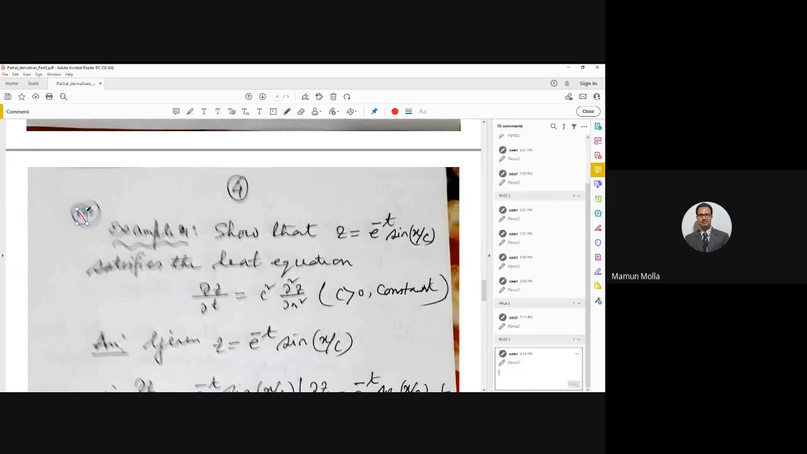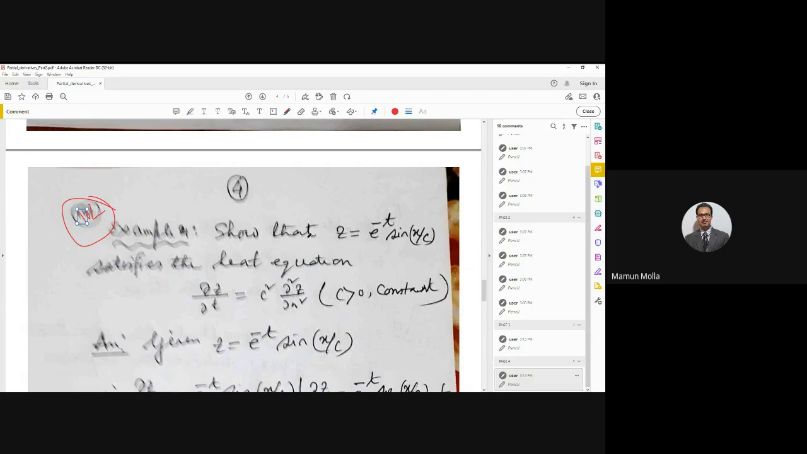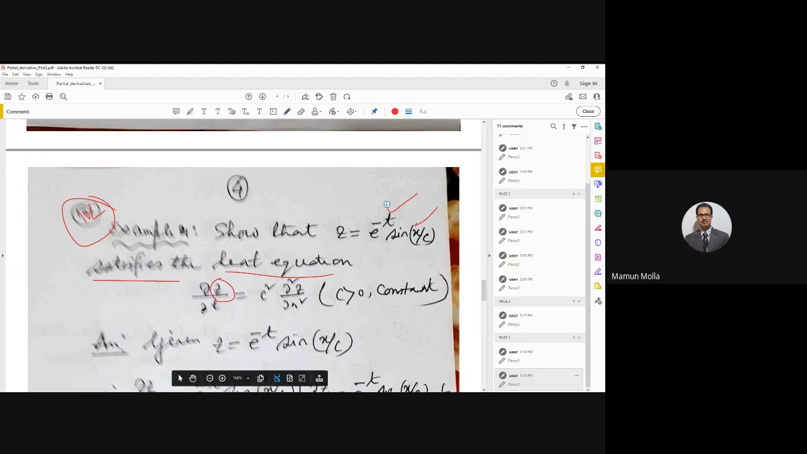Now this is number 102. Show that z equals e to the power t sin x by c, where t is time, x is space, and c is any arbitrary constant, satisfies the heat equation. Del z del t, z is heat, temperature, t is time, plus c square, a positive constant, del square z del x square. This is called the heat conduction equation.